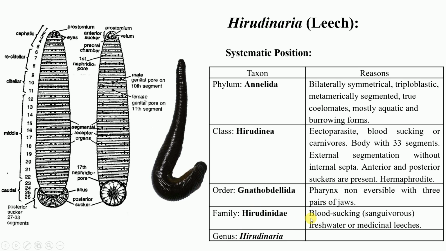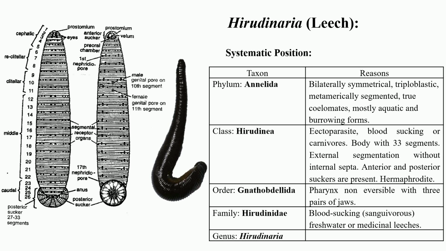The Hirudinidae is a family of sanguivorous leeches, freshwater and medicinal leeches, because these organisms are used in blood therapy. It is believed that these organisms suck what one can say is the impure blood. So they are also used in medicinal therapy. So they are blood sucking, and this is the family of the leeches, and the genus is Hirudinaria. Okay, so this is about the systematic position.